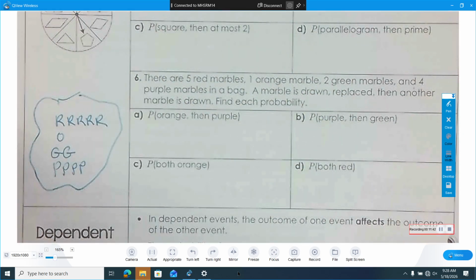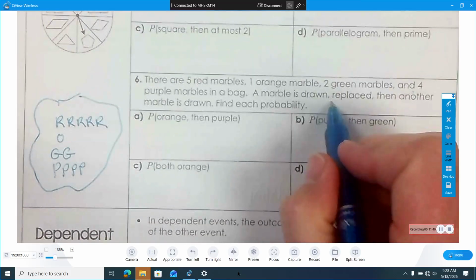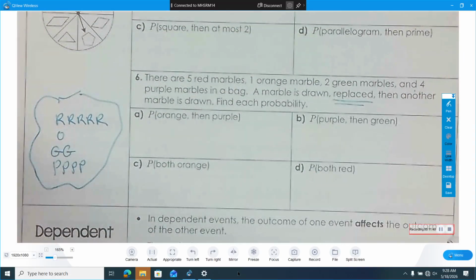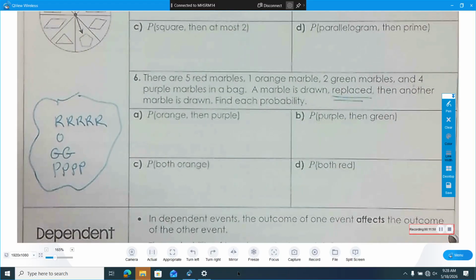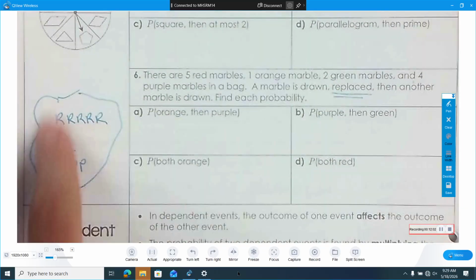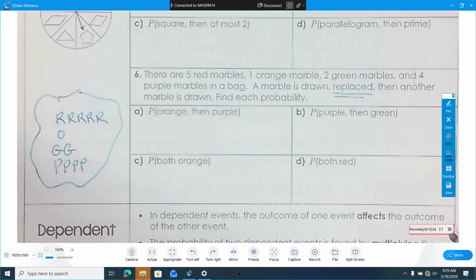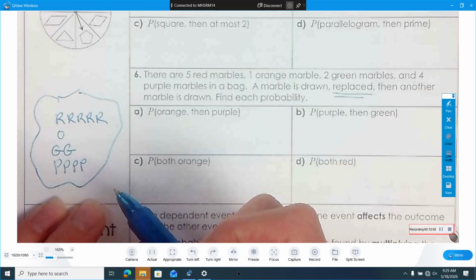And a marble is drawn out and then replaced, and that's an important word. We're putting it back. And then another marble is drawn. So if I take my marble out and I look at it and put it back in and draw again, is that independent or dependent? Independent, because I'm starting with the same stuff in the bag every time. How many things are in the bag?